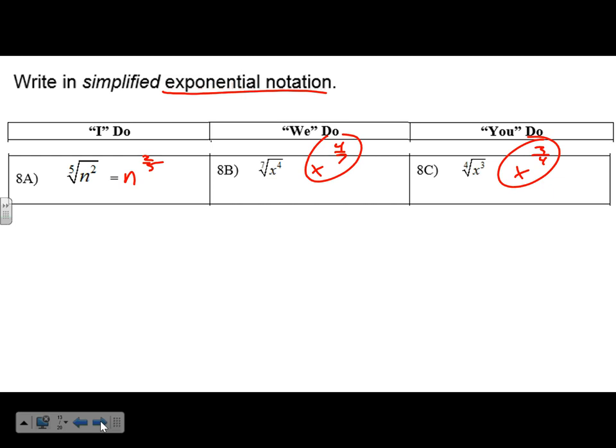Again, it's not that hard, but a lot of people have those flip-flops. And so they miss every problem like this because they don't have the right numerator and denominator. The exponent is always the numerator. The index is always the denominator.